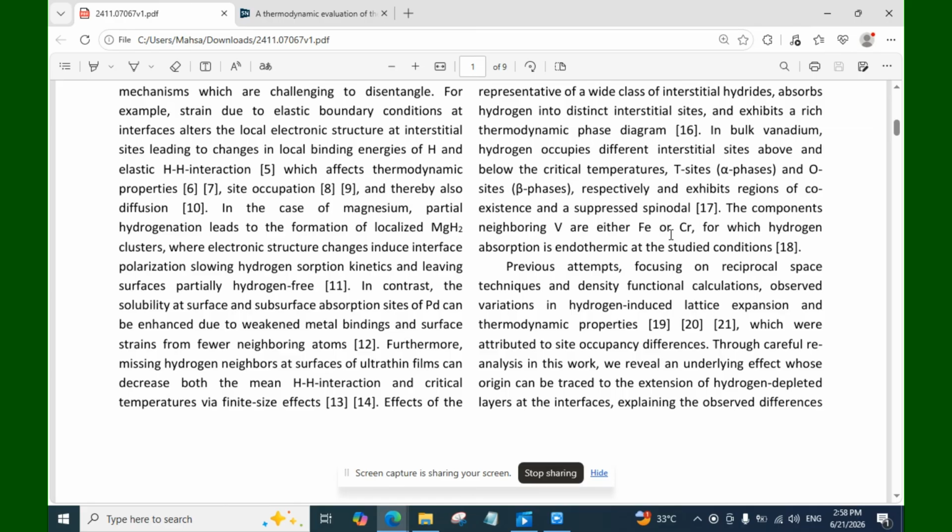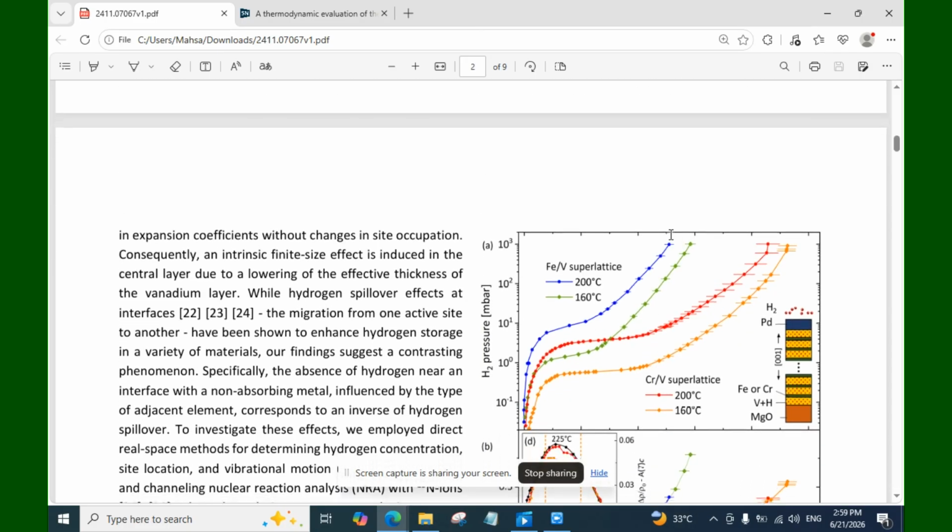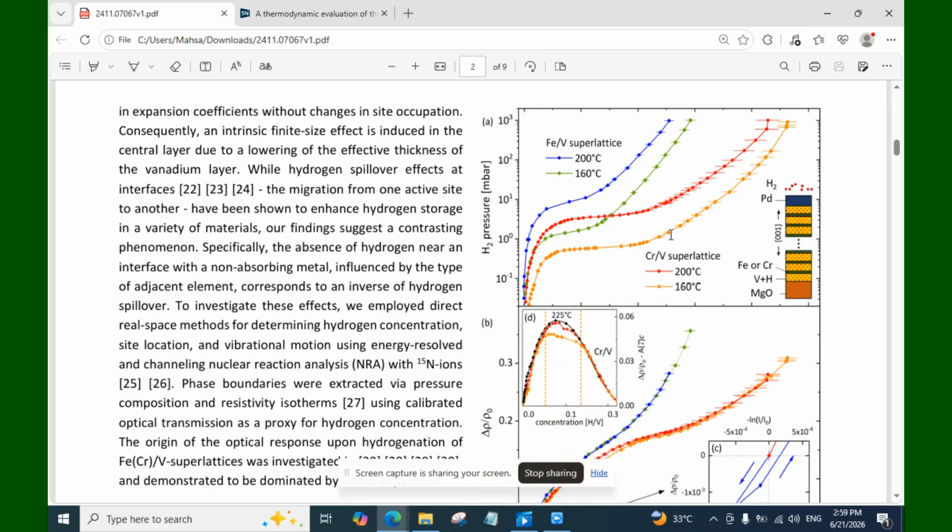Previous attempts focusing on reciprocal space techniques and density functional calculations observed variations in hydrogen-induced lattice expansion and thermodynamic properties, which were attributed to site occupancy differences. Therefore, through careful reanalysis, this work will reveal an underlying effect whose origin can be traced to the extension of hydrogen-depleted layers at the interface, explaining the observed differences in expansion coefficients without change in site occupation.